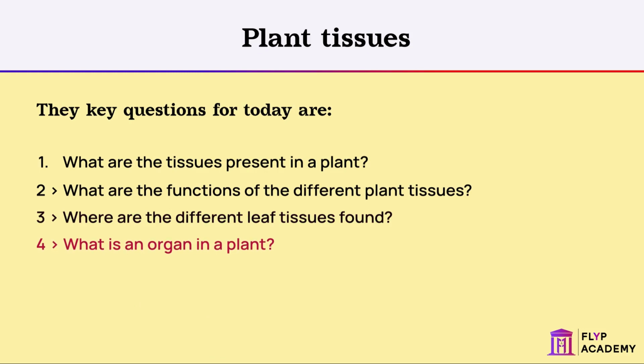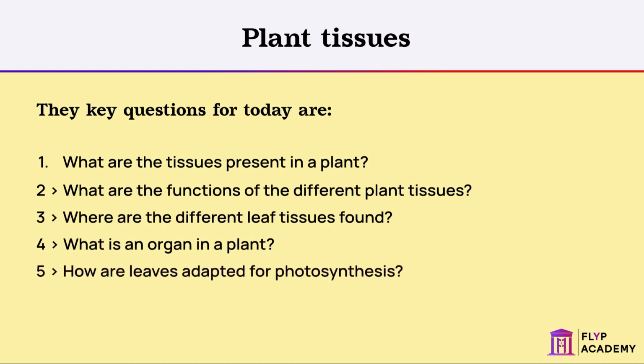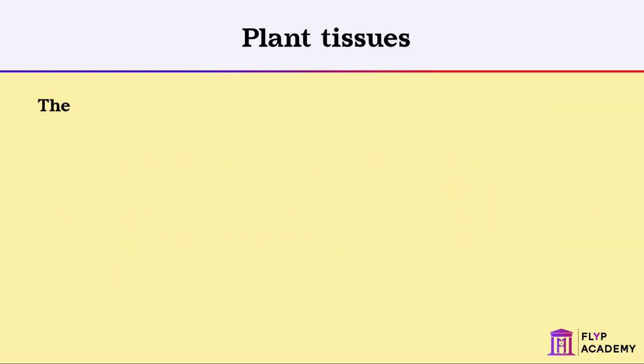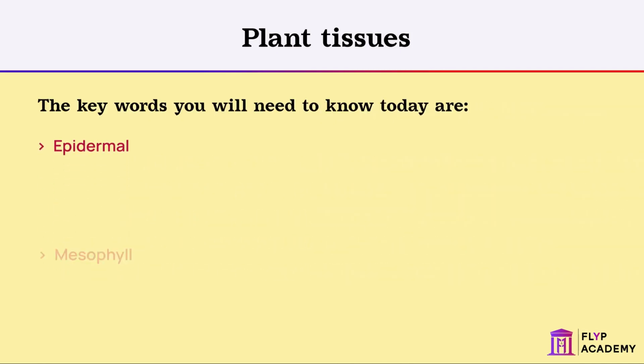4. What is an organ in a plant? 5. How are leaves adapted for photosynthesis? The key words you will need to know are epidermal, mesophyll, palisade, spongy, meristem.